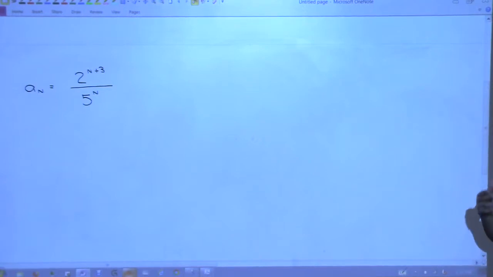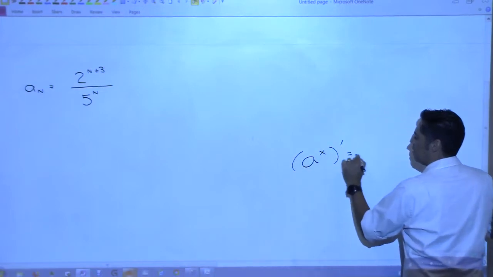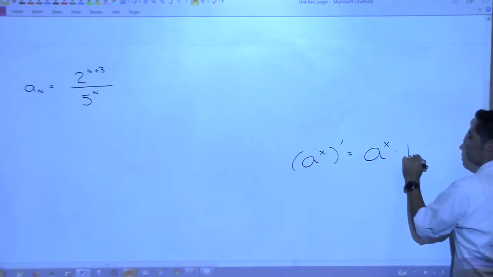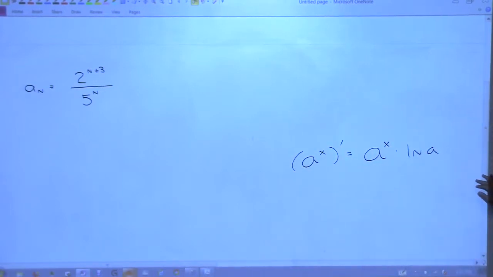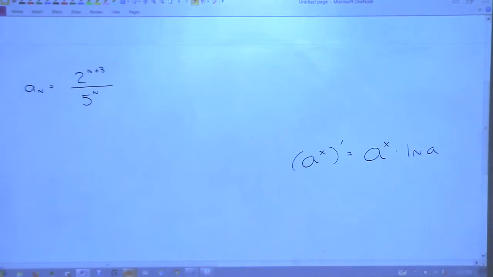You remember, like, derivative of a to the x? What's the derivative of a to the x? Itself, times natural log a. So you could do that, but it's going to start getting messy with logs, right?